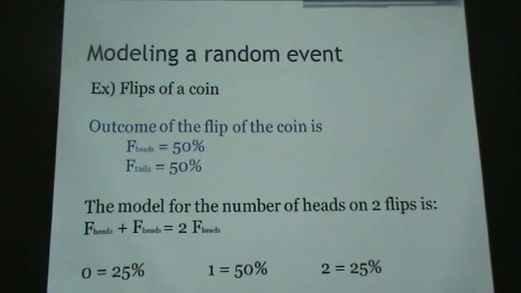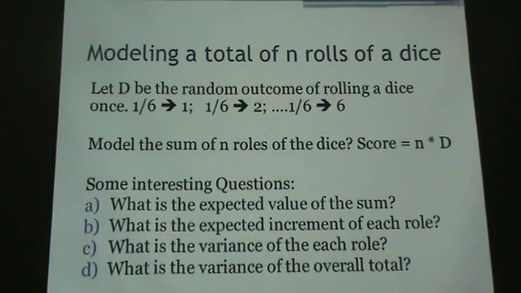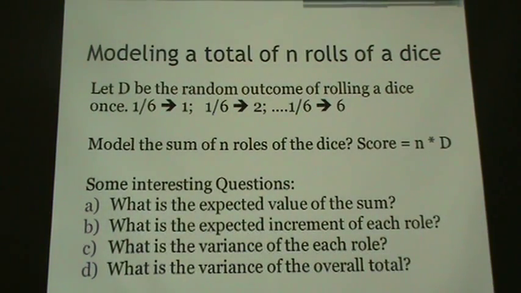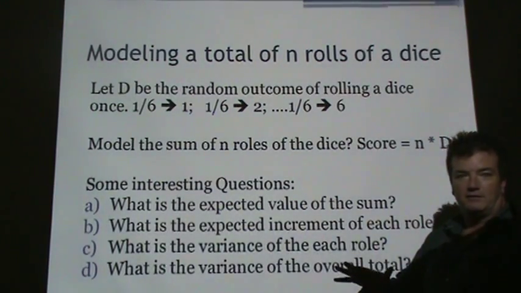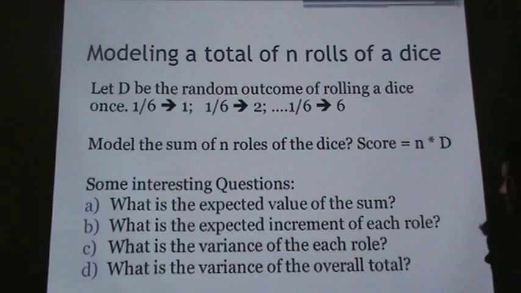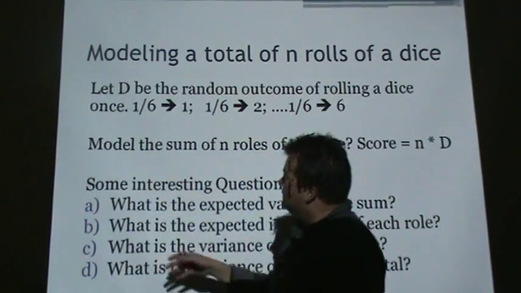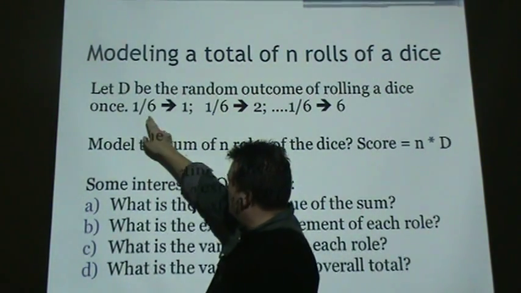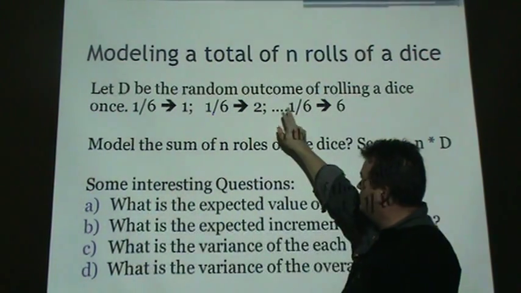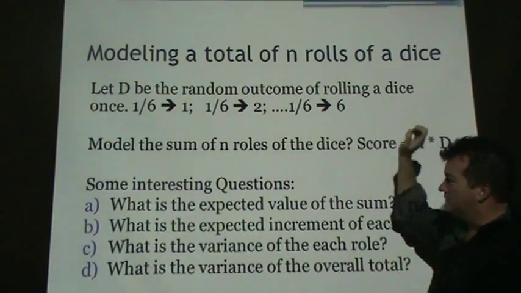Okay, so let's go over a slightly more interesting one, the roll of a dice, and then maybe combinations of rolls of dice. Suppose you wanted to model a roll of a dice, and let's say the dice has 6 faces on it, 1, 2, 3, 4, 5, 6. Each one has a 1/6 chance of happening. So the probability distribution is a 1/6 chance the dice will come out 1, 1/6 chance it will come out 2, and so on, up to a 1/6 chance it will come out 6.